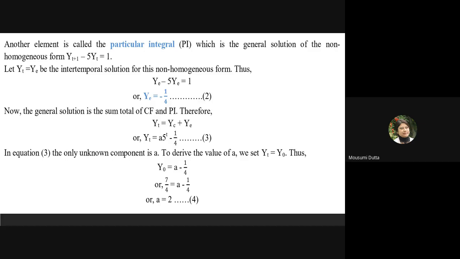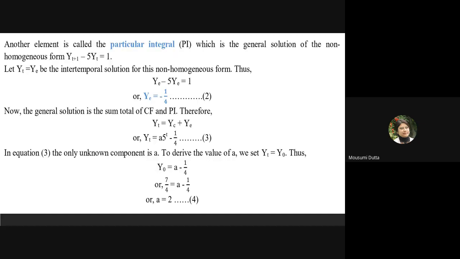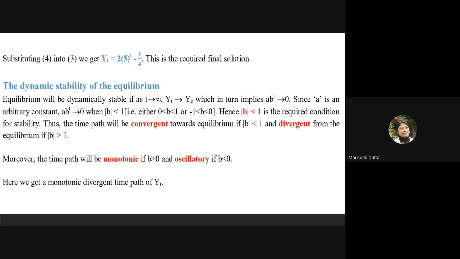From this slide, we are getting the value of A, and that we are putting here, and we are getting the time path yt is equal to 2 into 5 to the power t minus 1 by 4. Any question regarding this slide? Anyone? And then finding this value.